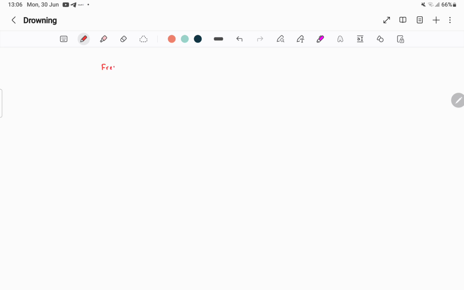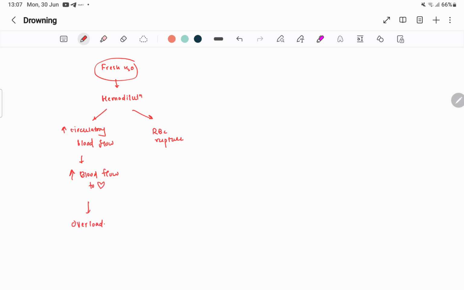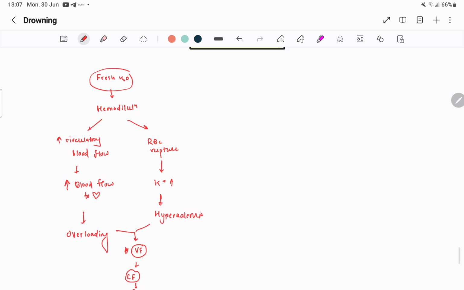So let's say freshwater drowning. In freshwater, what happens? There will be hemodilution. Due to hemodilution, there will be increased circulatory load, increased blood flow to the heart, and there will be RBC rupture and overloading. Due to RBC rupture, there will be K plus release, and it will lead to hyperkalemia. Due to this overloading and hyperkalemia, it will lead to arrhythmias like ventricular fibrillation. It will lead to cardiac failure, and there will be death within 3 minutes, 3 to 4 minutes, some books write. Okay, this is freshwater drowning.